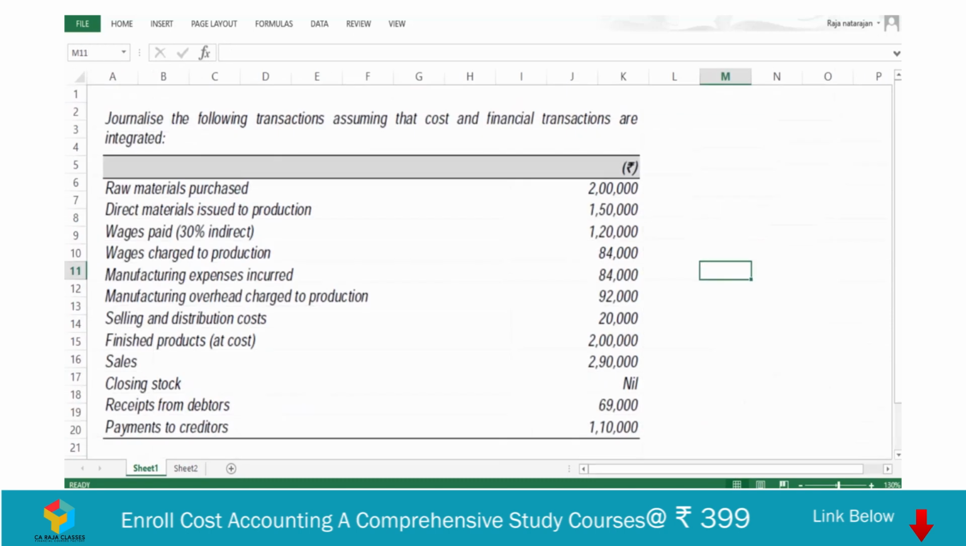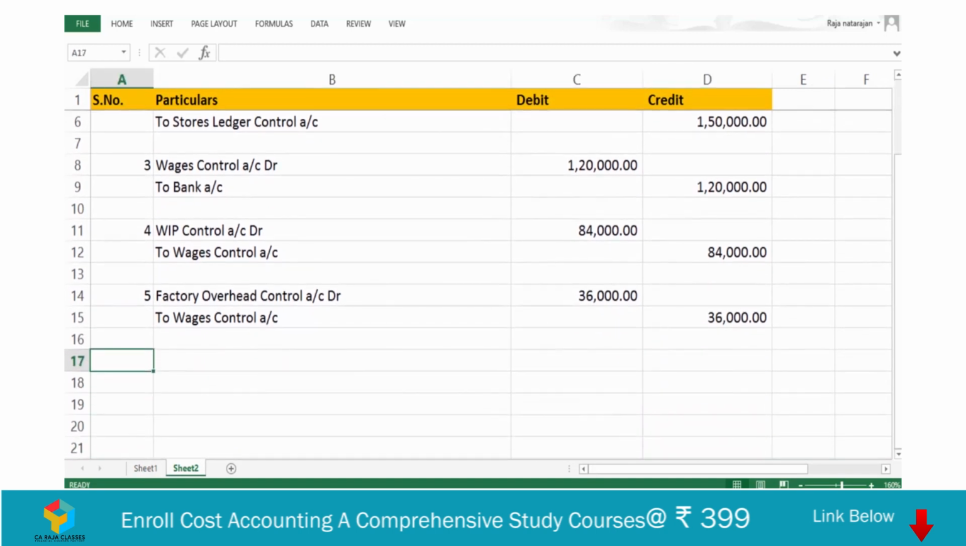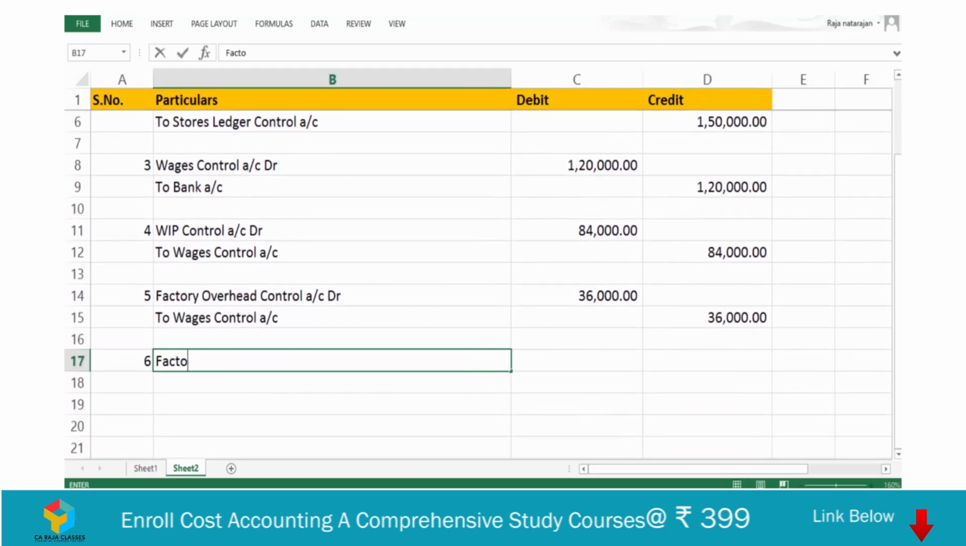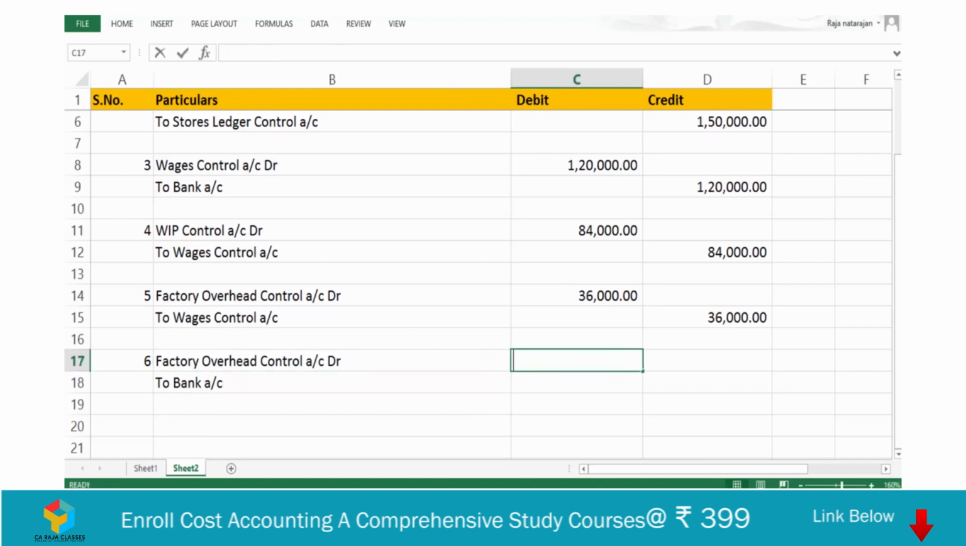Then we have the manufacturing expenses that were incurred, that is also 84,000. This manufacturing expenses would be debited to factory overhead control. So item number 6, factory overhead control account debit to bank account. That's going to be 84,000.